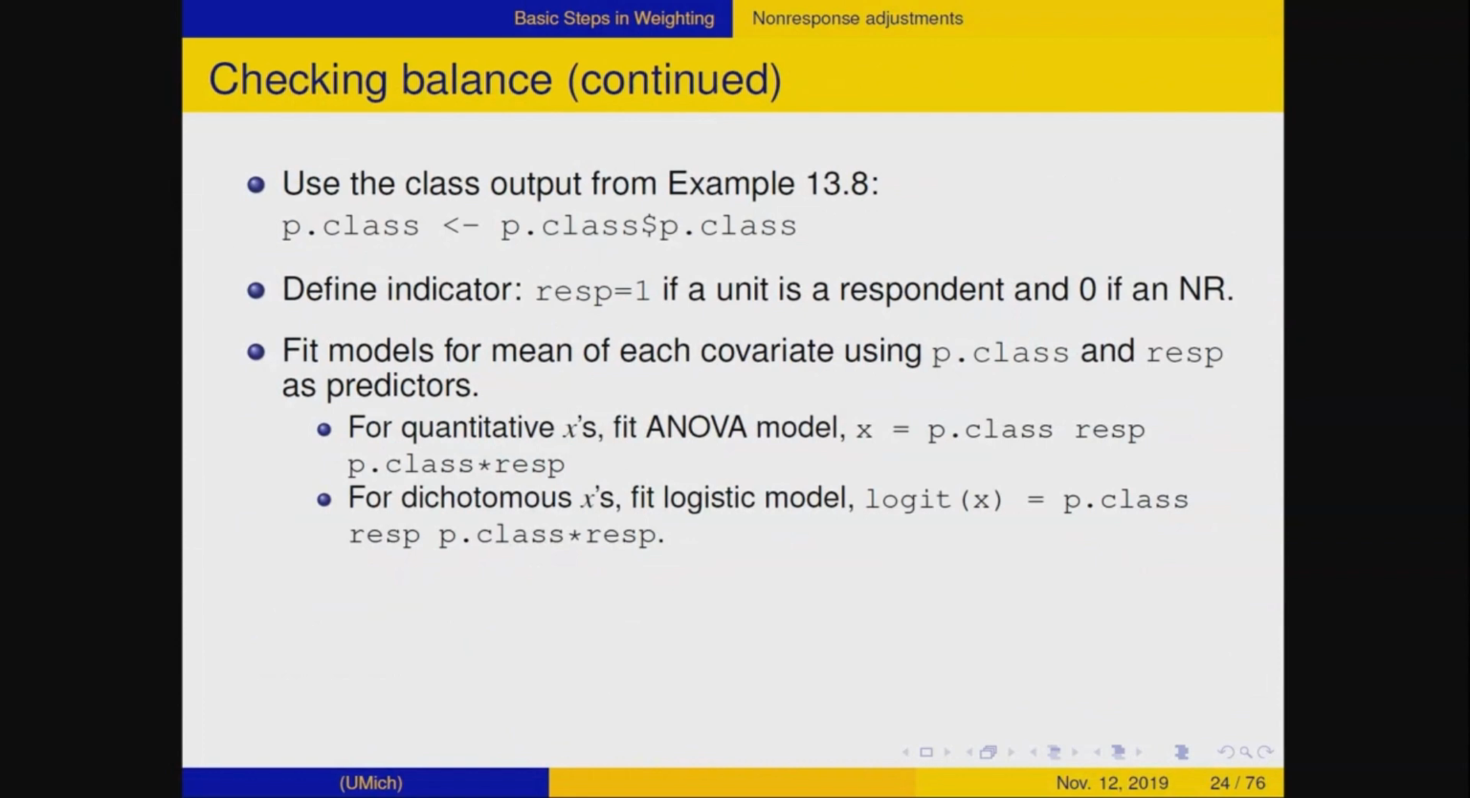Now, should response 0, 1 have an effect on this covariate? No, because you're trying to create classes where the response propensity in a class is the same for respondents and non-respondents. And if this is non-significant, the interaction ought to be non-significant too. And then if you've got categorical or dichotomous X's, just run a logistic model and check the same stuff.